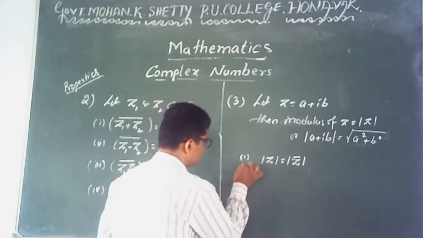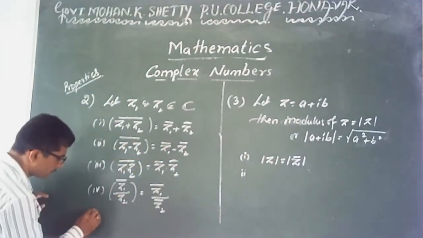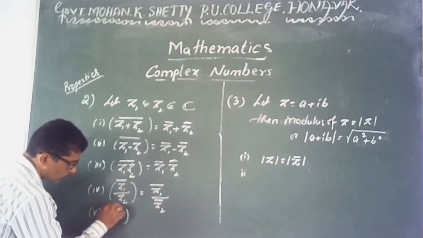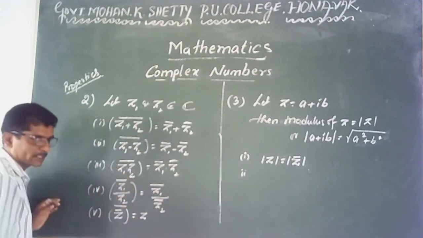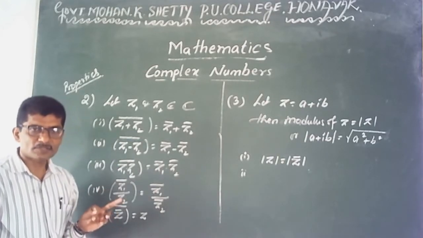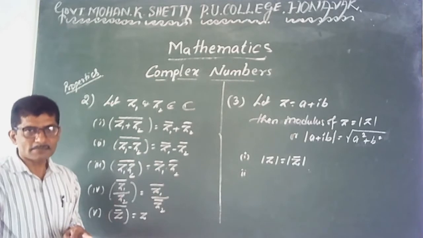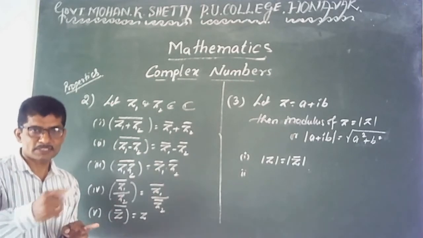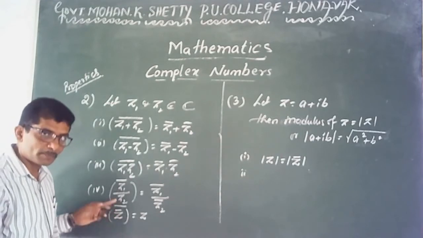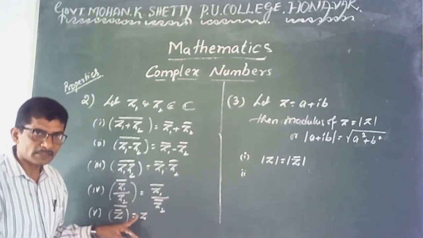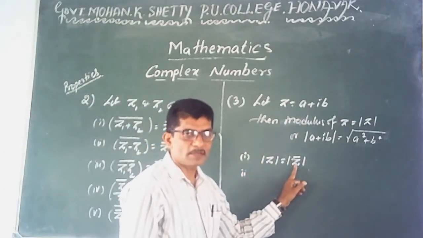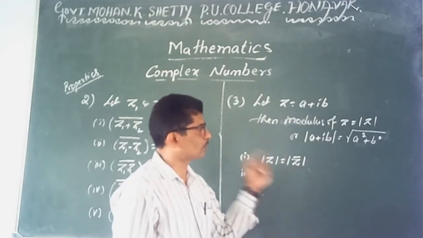Second property. One more property, remember: the conjugate of the conjugate of z is always equal to z. This one is also very important. A plus ib, its conjugate is a minus ib. A minus ib, its conjugate is a plus ib, because one is the conjugate of the other. Therefore, the conjugate of the conjugate is exactly equal to the given complex number. Similarly, mod of z is equal to modulus of z bar. The conjugate, both are same.